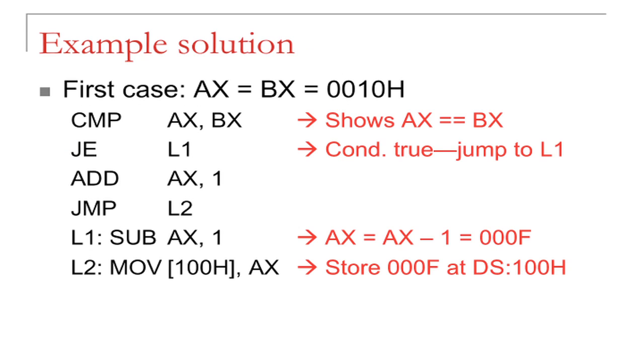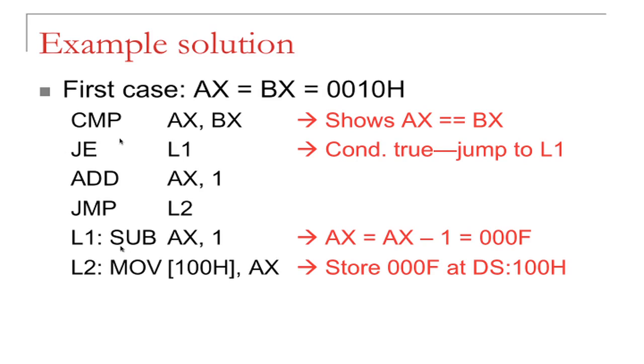All right, first case, when both of these two registers have value 0010 hexadecimal. First instruction, compare, we will do AX minus BX, and because they are equal, the zero flag will be set to 1. This JE will check the zero flag. If it is equal, it will jump. It's indeed equal, so this jump operation will be taken. So the microprocessor will jump to label 1.